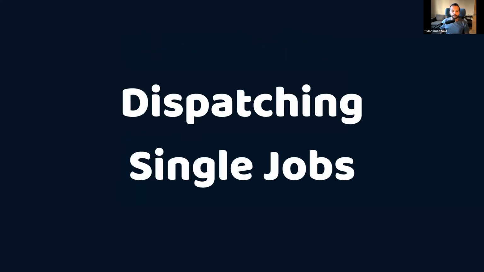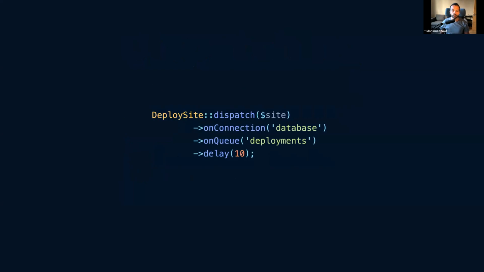We'll start by exploring how dispatching single jobs works. Again, to dispatch a job to the queue, you can use the dispatch static helper. But also you can define the connection that you want to dispatch the job to, as well as the queue, as well as a delay that you can set. Here, the connection that we set is the database connection.